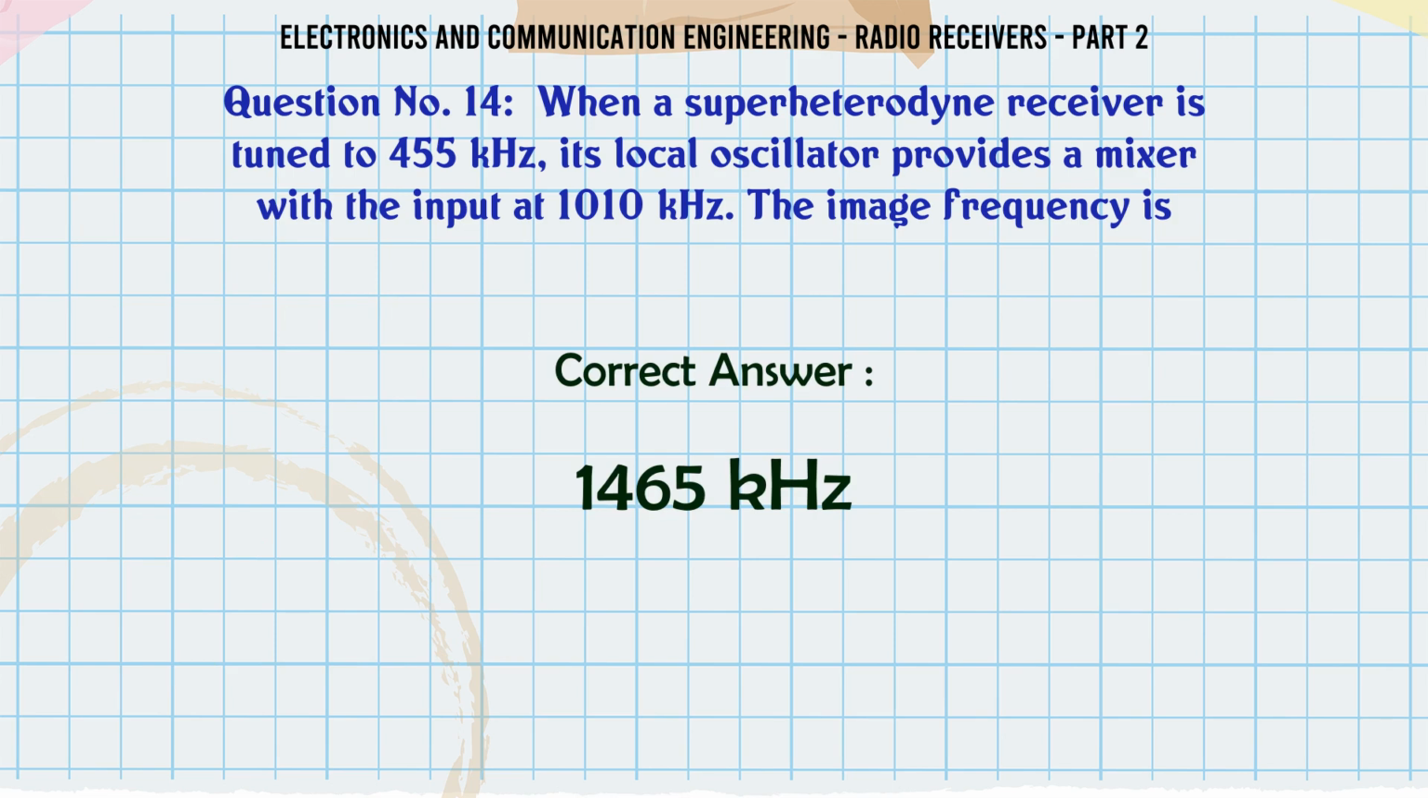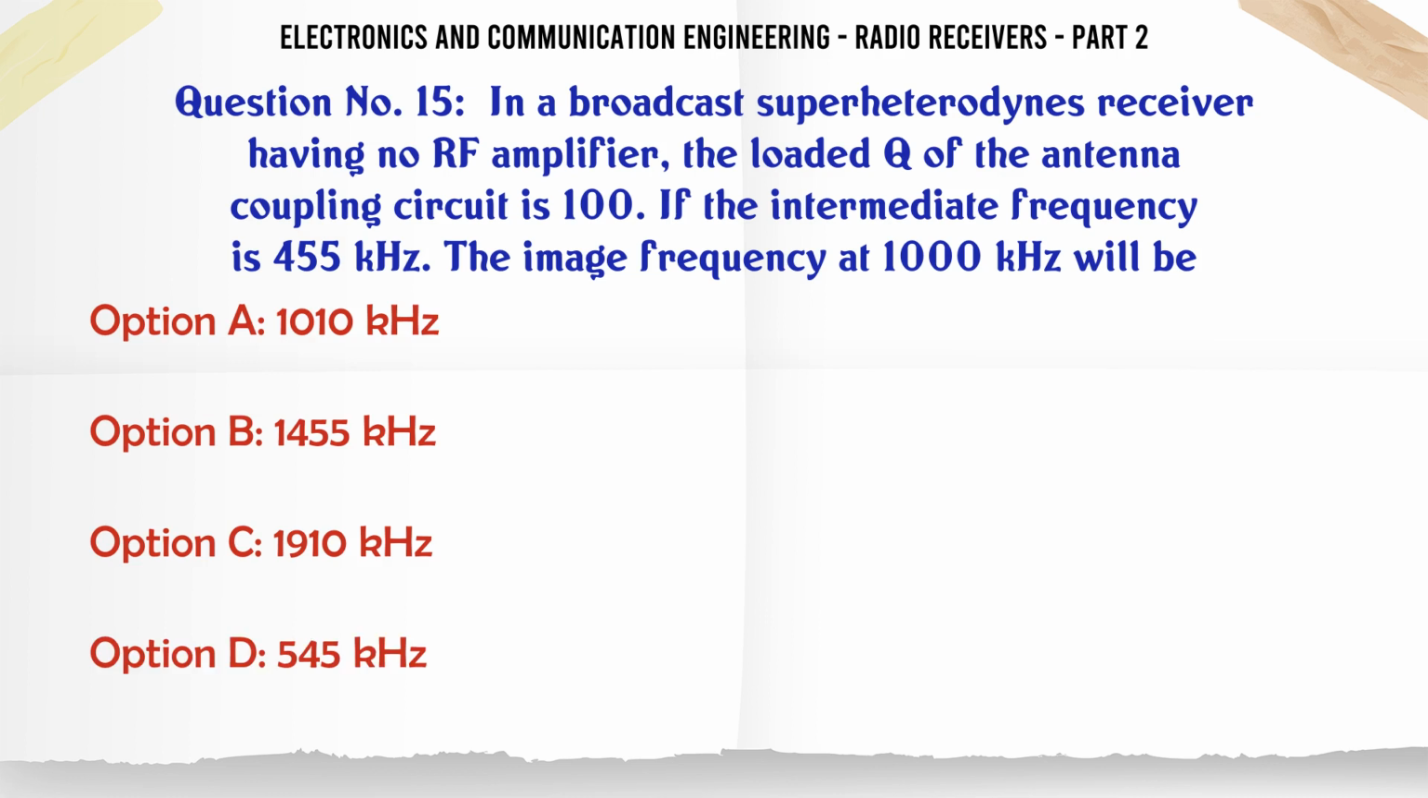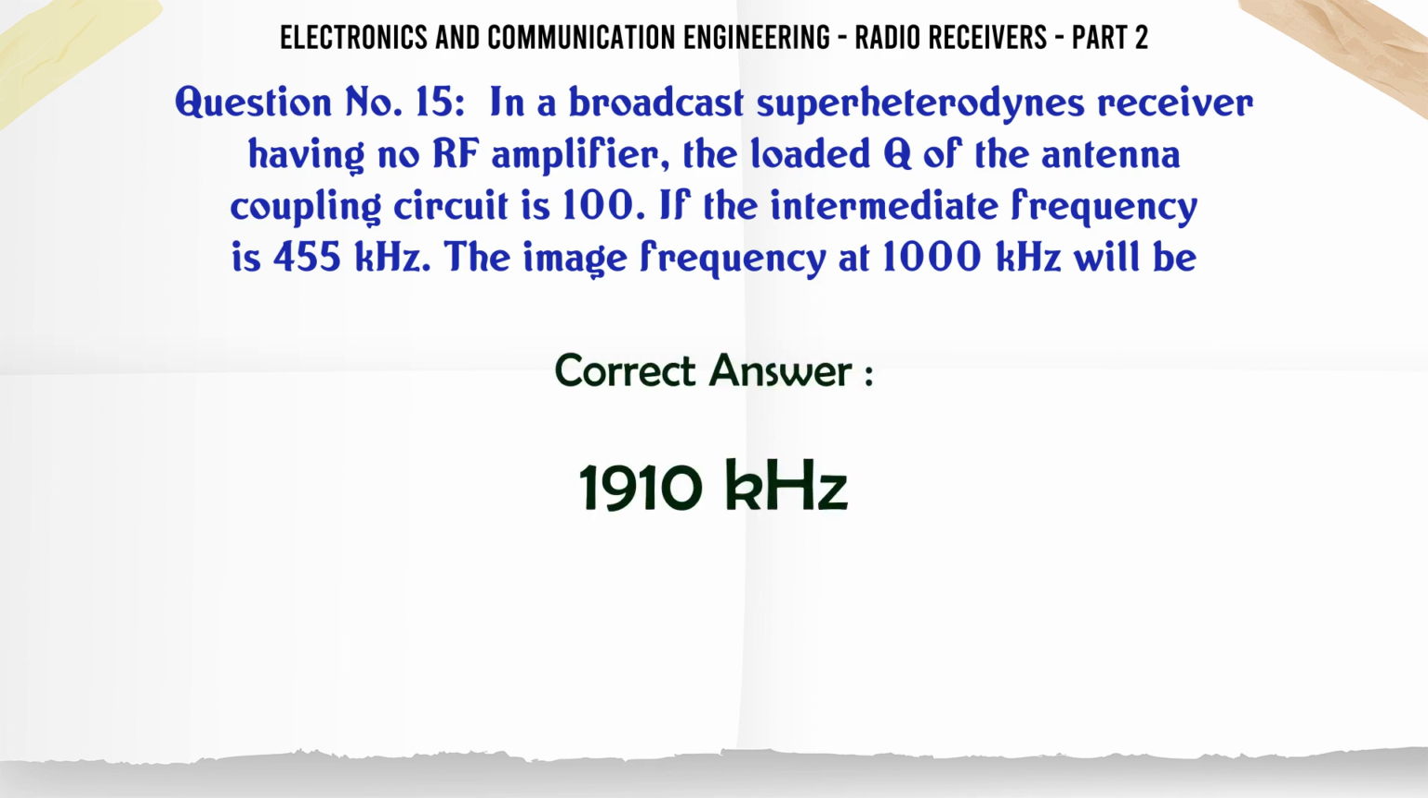1465 kHz. In a broadcast superheterodyne receiver having no RF amplifier, the loaded Q of the antenna coupling circuit is 100. If the intermediate frequency is 455 kHz, the image frequency at 1000 kHz will be: A. 1010 kHz. B. 1455 kHz. C. 1910 kHz. D. 545 kHz. The correct answer is 1910 kHz.